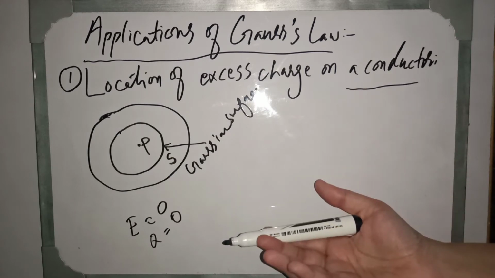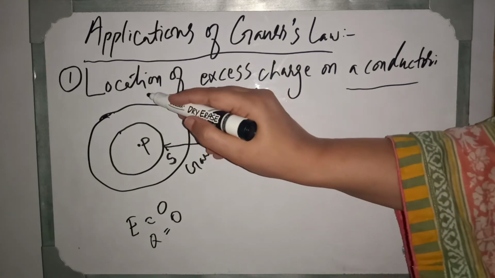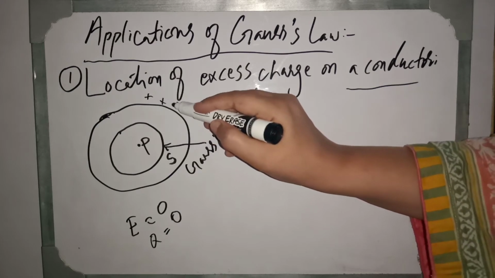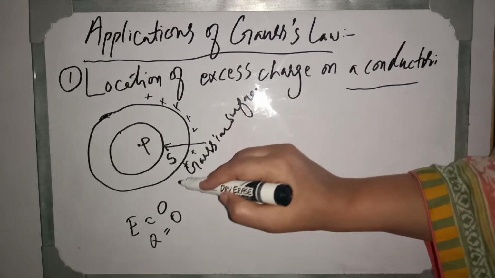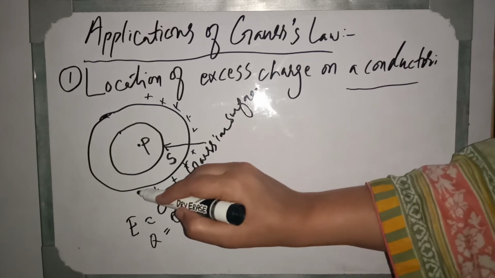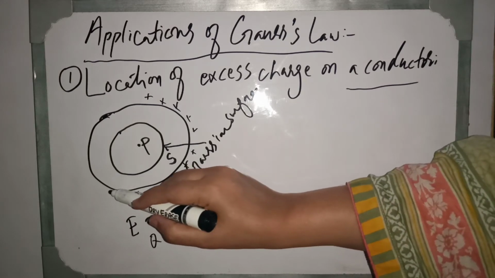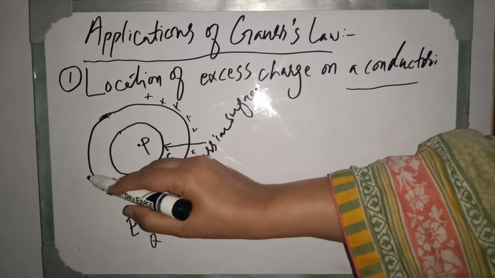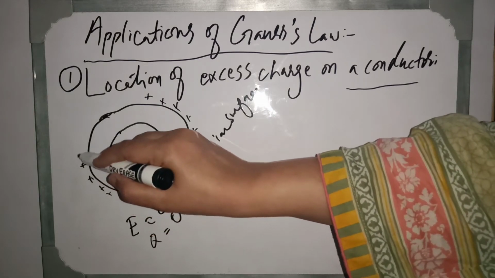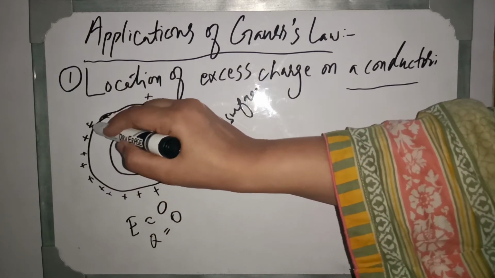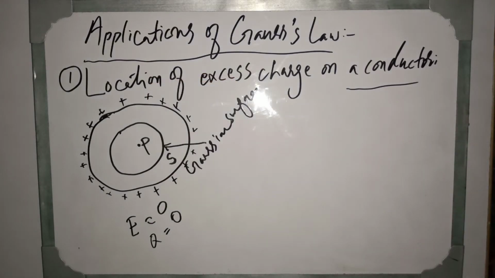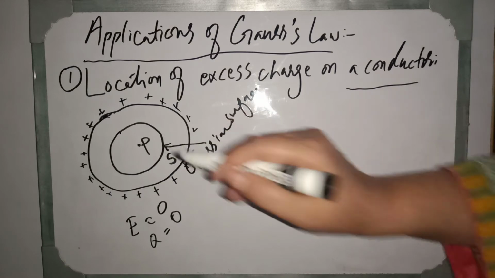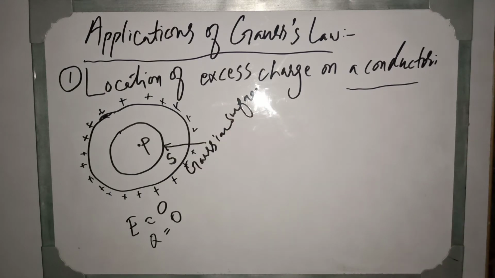So where will the charge reside? All the charges will reside outside the conductor, or on the surface of the conductor, in this way. So all the excess charges will reside outside the conductor and there will be no single charge inside the conductor.